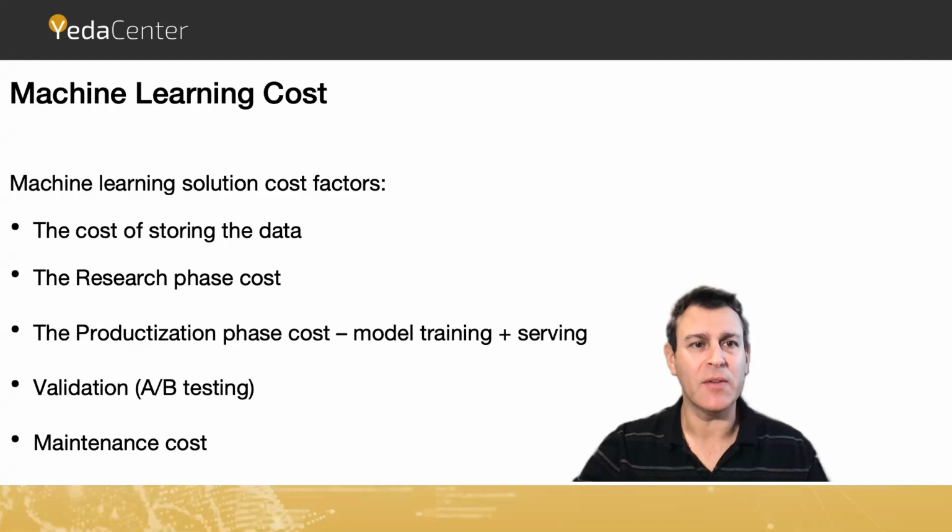The first factor is the cost of storing the data. It depends on the amount of data that you need to store and the type of the data. So obviously text data storing costs less money than storing image data, which costs less money than storing video data. It also depends on the resolution that you need to save your data in order to do a proper training. So if you can save your data in a lower resolution, you'll be able to save a lot of money during this storage phase.